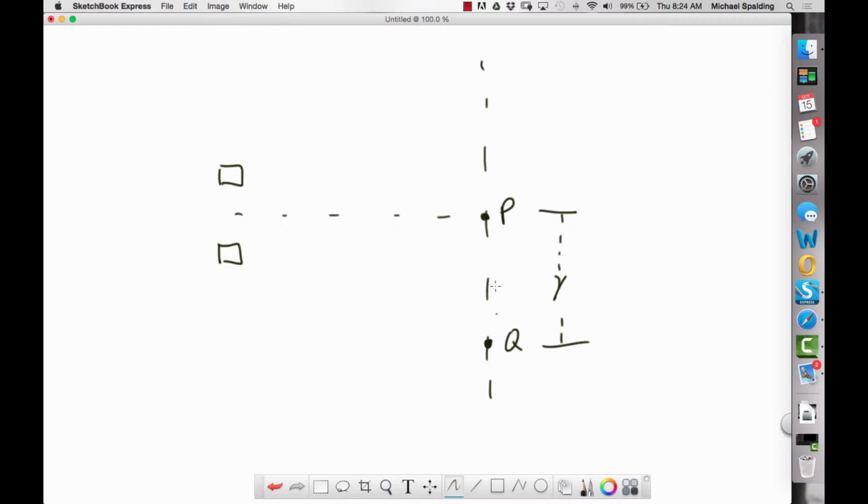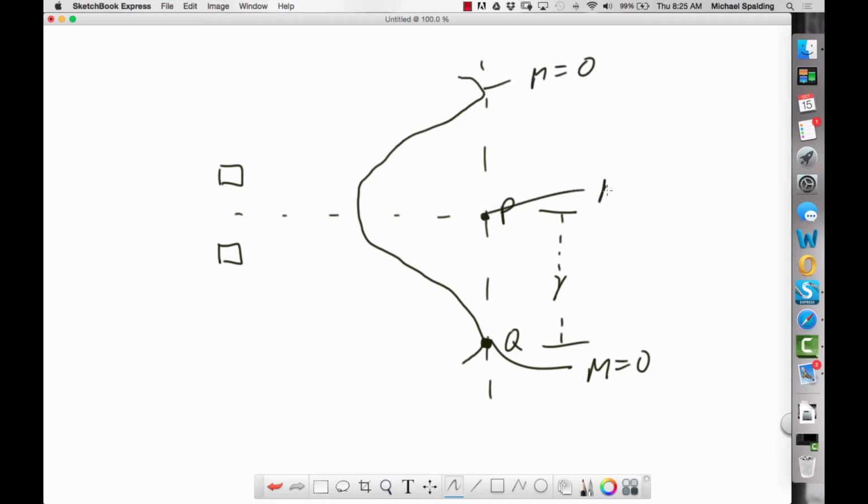Okay, so what's m going to be equal to? The pattern looks like this. In the middle, it's going to be nice and loud. Let me redraw this. So this is going to be quiet here. You've got this loud region right in the middle. So what's the m value going to be here? m equals 0. You have m equals 0 on both sides of the center. This is m equals 0 for constructive interference, and this is m equals 0 for destructive interference.